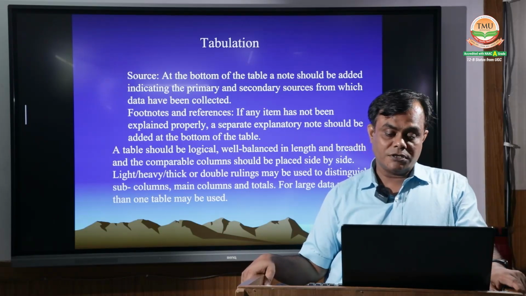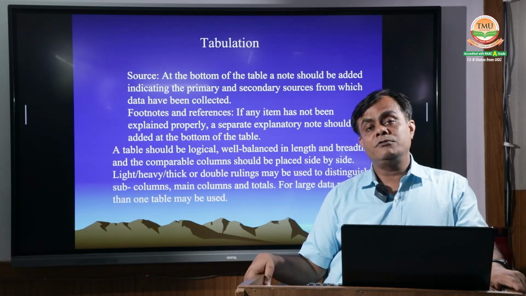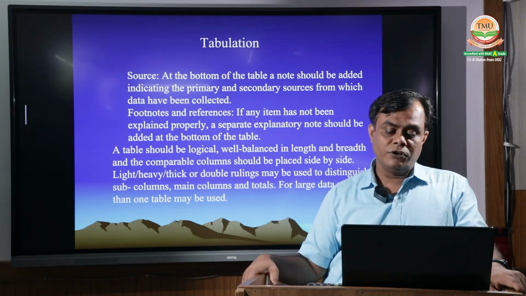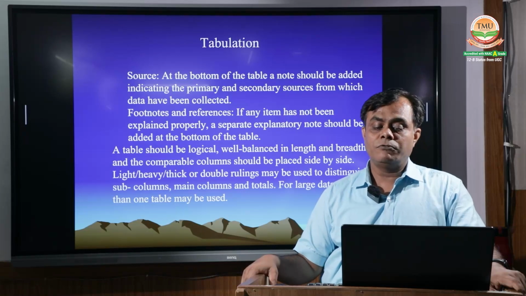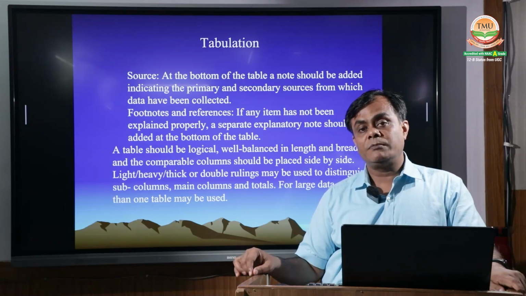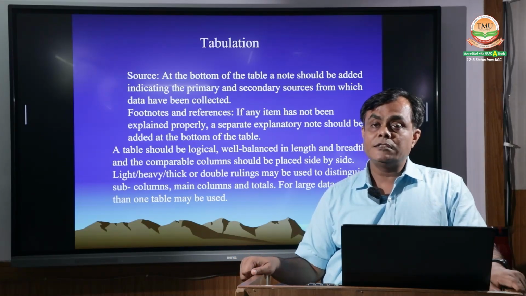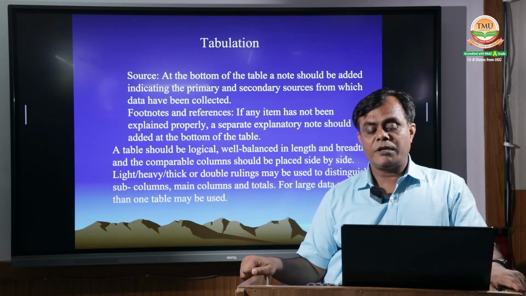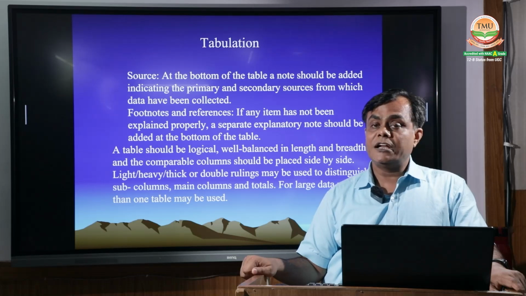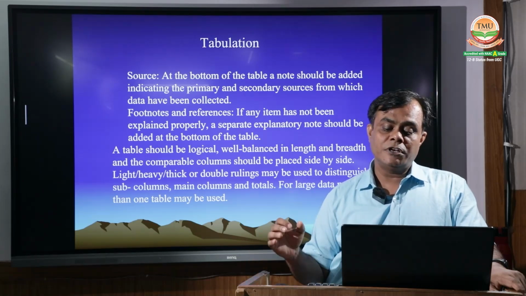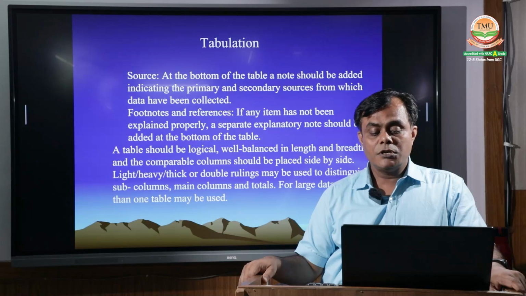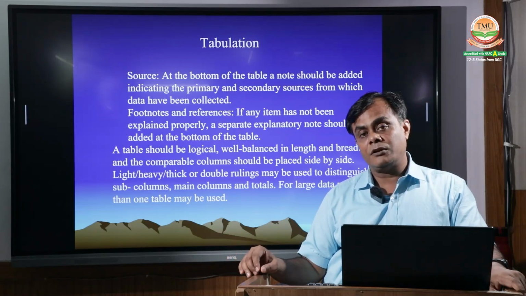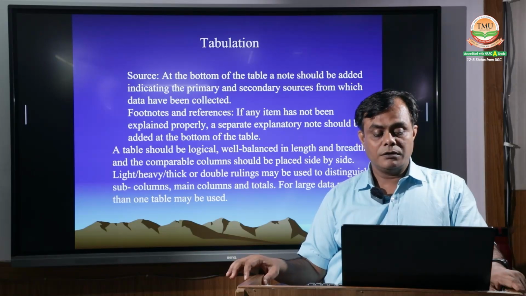A table should be logical. So whatever design you are using for presenting the information in a tabular format, that should be logical and well balanced. Whatever information you are putting in the table should be well balanced in length and breadth. Comparable columns should be placed side by side. So whatever columns and rows you are using should be in a very logical, scientific and systematic manner.